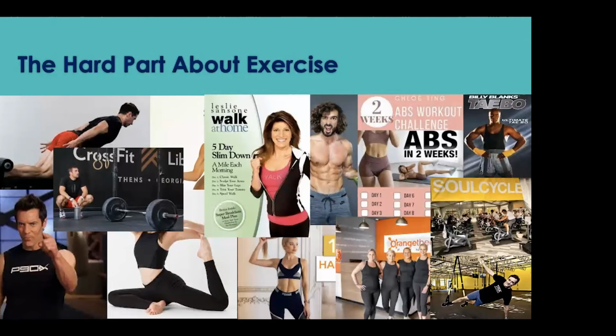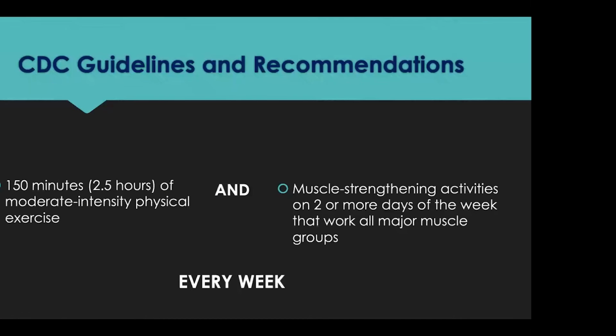Now let's talk a little bit more about that. In general, these are the CDC guidelines, the Centers for Disease Control and Prevention. Direct from their website, they ask for two things: 150 minutes or 2.5 hours of moderate intensity physical exercise, and muscle strengthening activities on 2 or more days of the week that work all major muscle groups. This is weekly exercise. Now, this sounds just important enough that we can do this every week. It seems reasonable, but it's also just vague enough that we don't quite understand what all of this means or how to break it down.